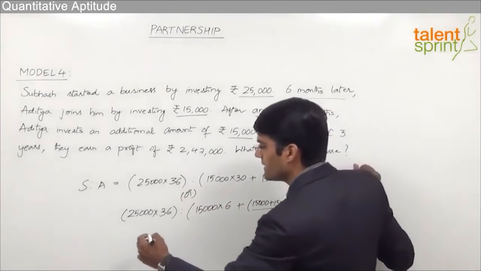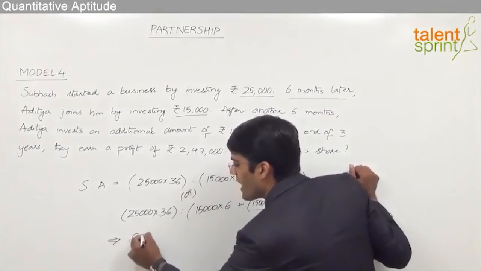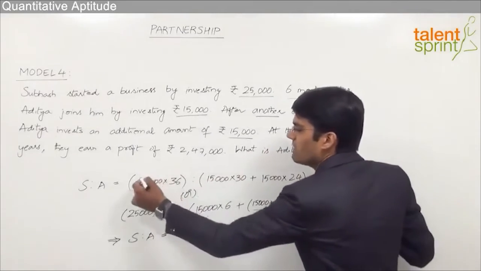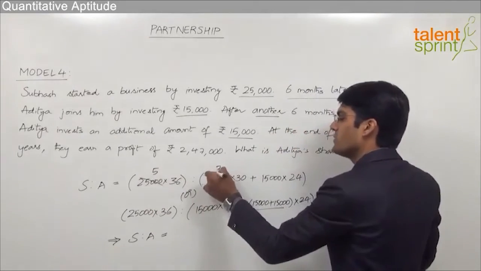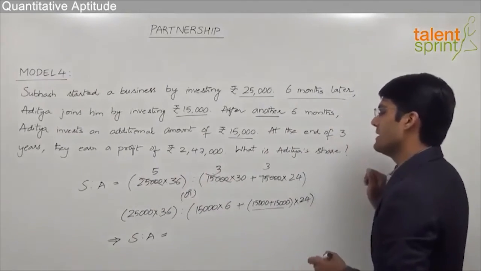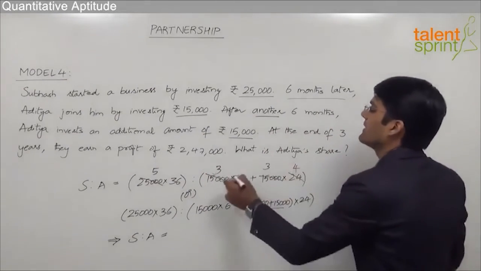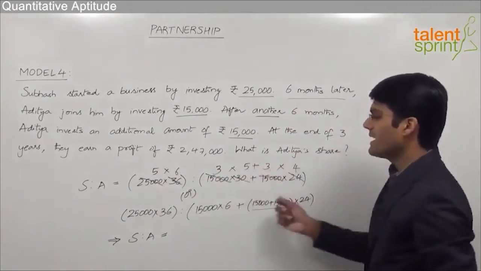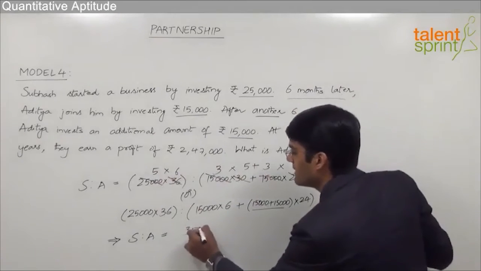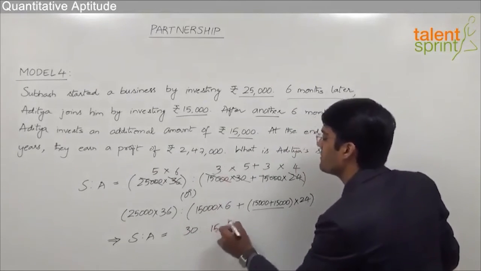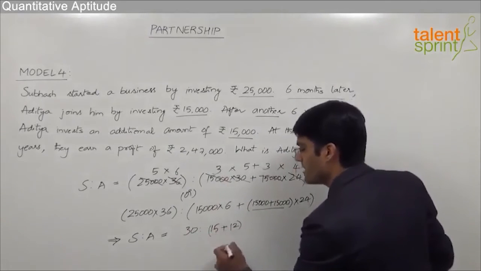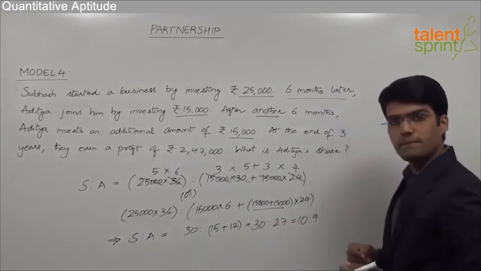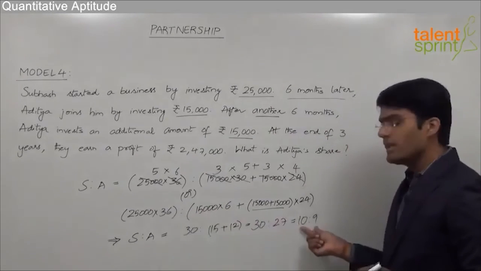So by simplifying this, we can say that the investment of Subhash is to Aditya should be equal to, by taking 5,000 common, we get 5,000 into 3 and 5,000 into 3. And by taking 6 common, we get 4, 5 and 6. So the answer here can be taken as 5 into 6, that is 30, is to 3 into 5, 15, plus 3 into 4, 12. So that is nothing but 30 is to 27, or 10 is to 9. Even in the second case, the ratio will be 10 is to 9.